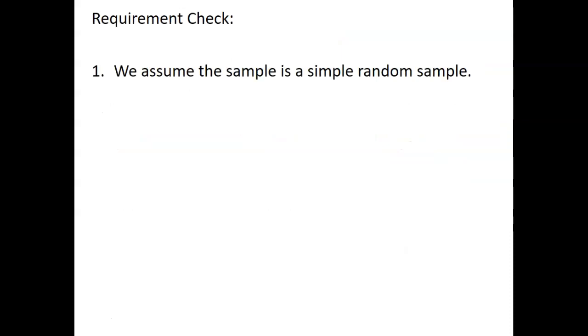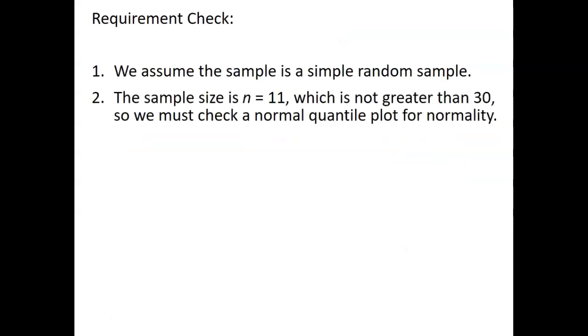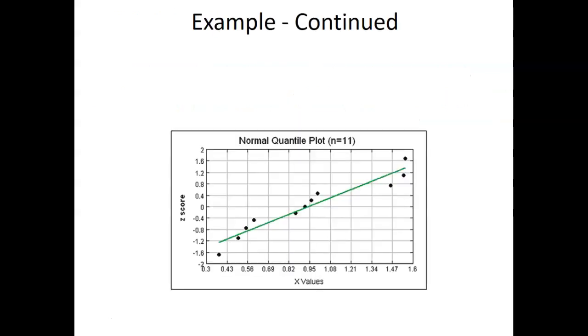Okay, so for checking our requirements, we are going to assume it's a simple random sample. We don't know exactly that it is normally distributed, and our sample size is not big enough to get us around that. So if we look at the normal quantile plot, this is fairly close to a straight line, certainly not exact, but it is close enough for us to be able to go ahead with this.